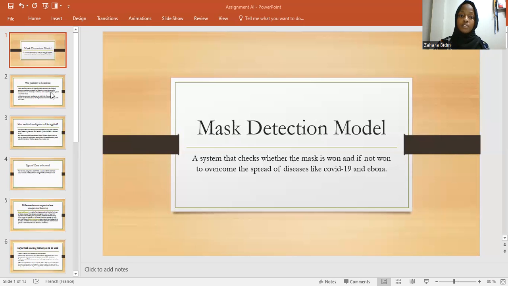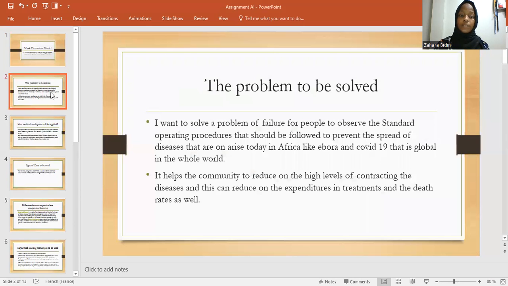The problem to be solved is ensuring that people are observing the standard operating procedures, the SOPs, that should be followed to prevent the spread of COVID-19 and also Ebola, because those are deadly diseases, like we all know. It also helps the community to reduce the high levels of contracting these diseases, and also reduces expenditures on treatments, and the death rates as well.